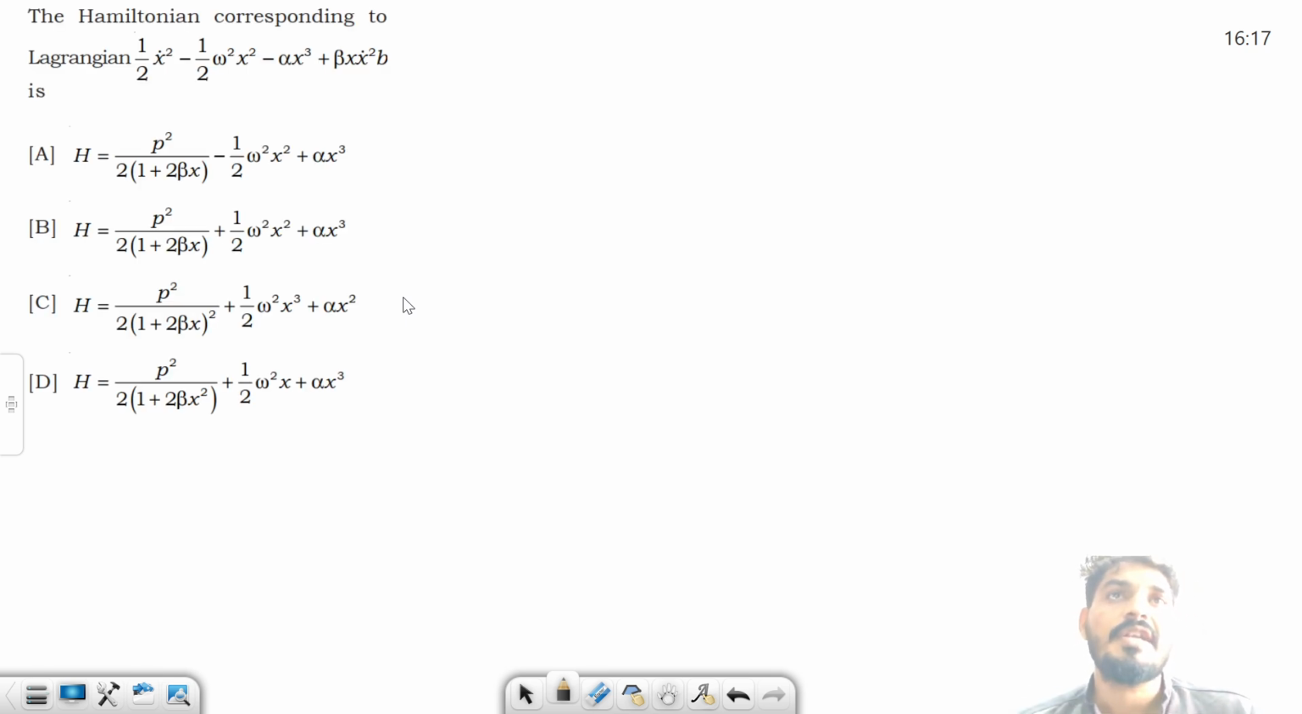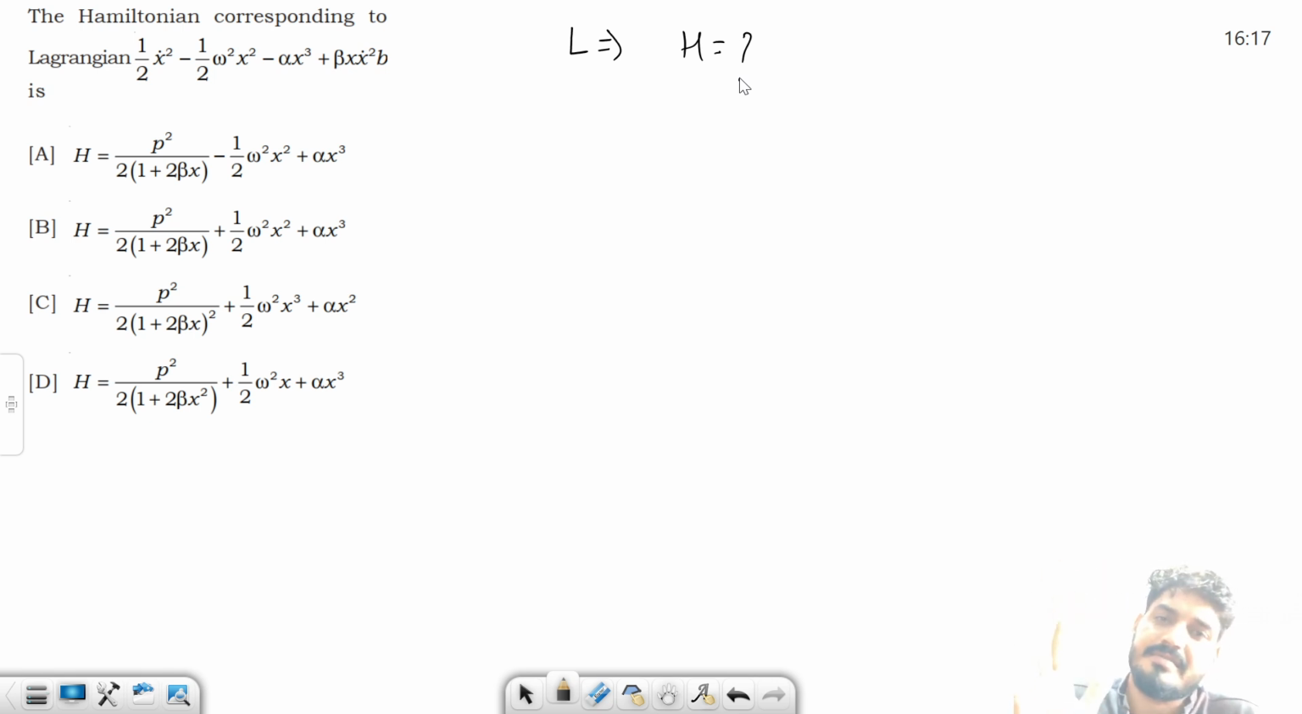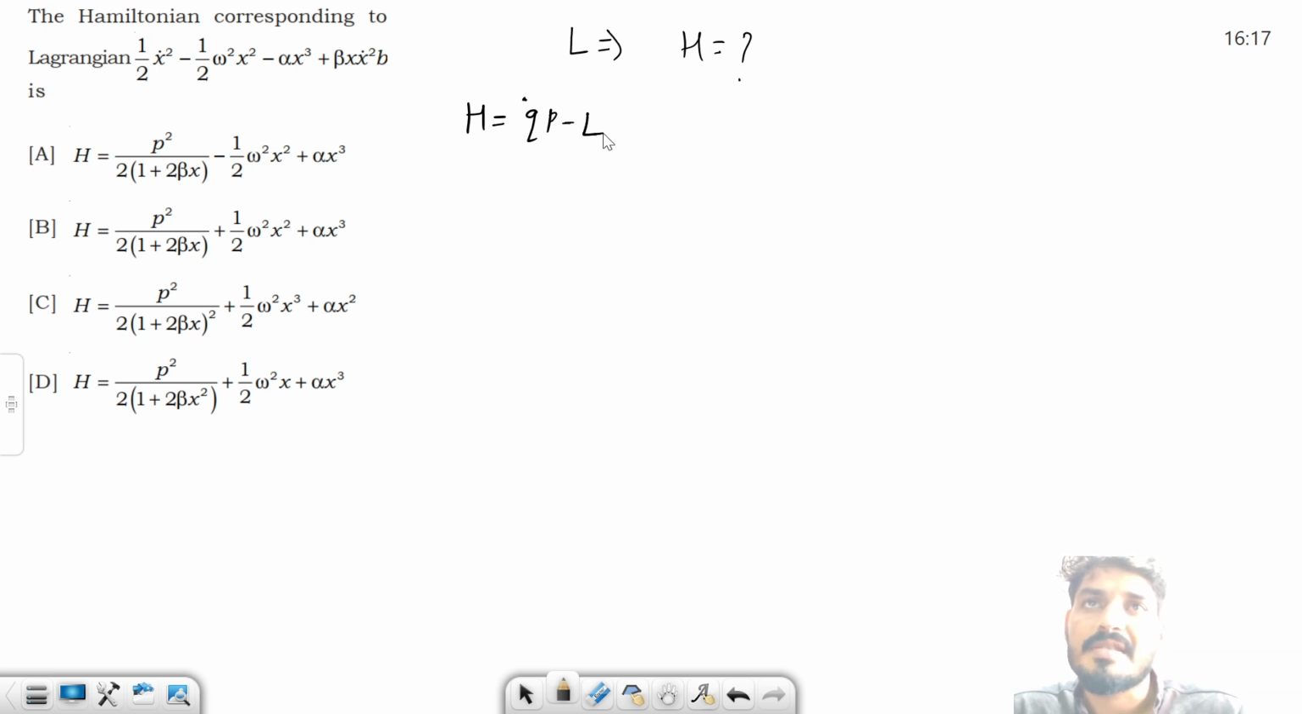The Hamiltonian corresponding to this Lagrangian. So what is given to us? We have a Lagrangian L that is given to us, and we have to find out the Hamiltonian from this Lagrangian. Very simple and straightforward question. Such questions always come in the exam, at least one such question you will always get. So what we have to do? We know the relation between Hamiltonian and Lagrangian. We know that Hamiltonian is always the summation of q dot p minus L.